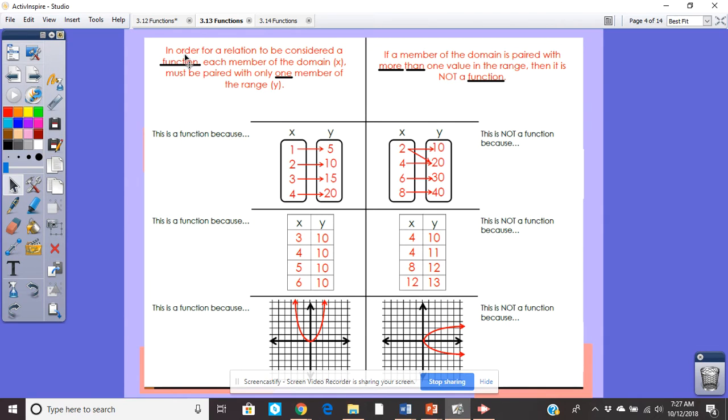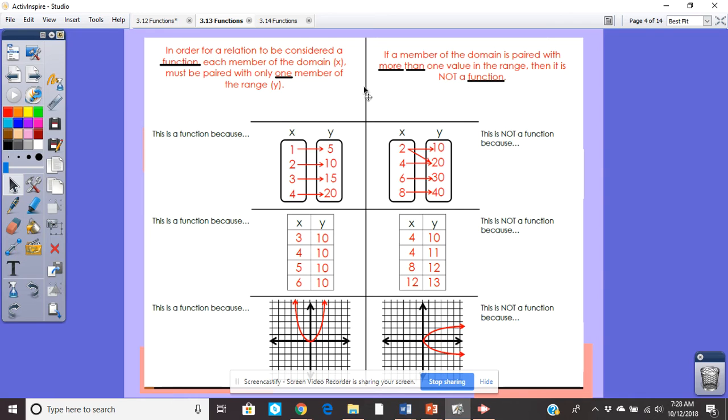In order for a relation to be considered a function, each member of the domain, or the X, must be paired with only one member of the range, Y. So what you're looking for here is that the X doesn't repeat. If the X repeats, you may have a problem. If a member of the domain is paired with more than one value in the range, then it is not a function.